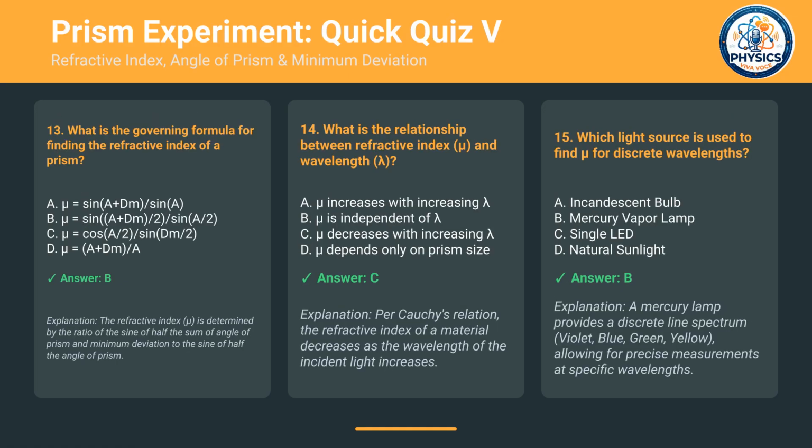Quick Quiz V focuses on key formulas and relationships. The governing formula is mu equals sine of (A plus dm) over 2 divided by sine of A over 2. Refractive index decreases with increasing wavelength. We use a mercury vapor lamp for discrete wavelengths.